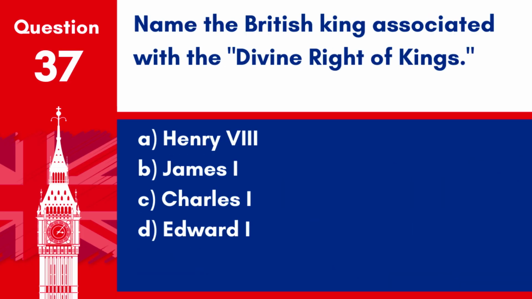Question 37. Name the British king associated with the divine right of kings. A. Henry VIII. B. James I. C. Charles I. D. Edward I. Answer: B. James I. He was a strong proponent of the divine right of kings, which held that monarchs were appointed by and answerable only to God.